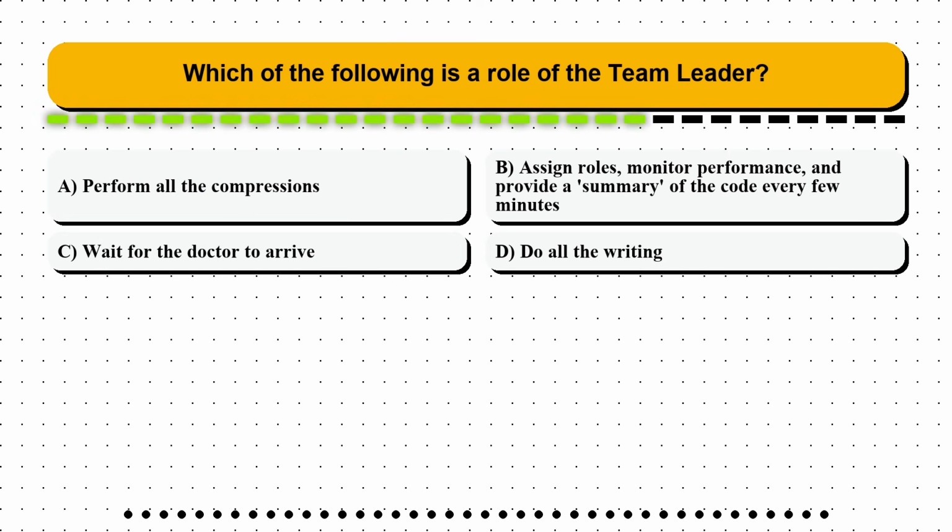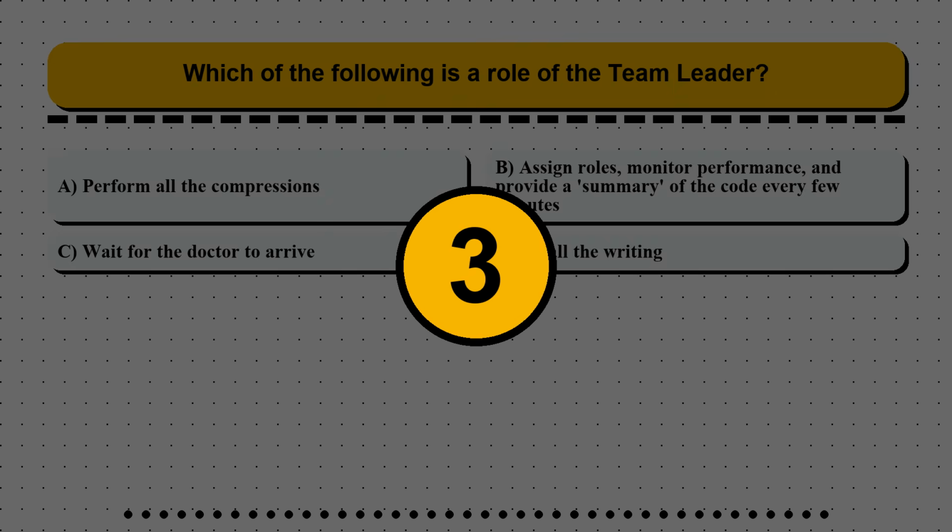Question 33. Which of the following is a role of the team leader? Option A, perform all the compressions. Option B, assign roles, monitor performance, and provide a summary of the code every few minutes. Option C, wait for the doctor to arrive. Option D, do all the writing.